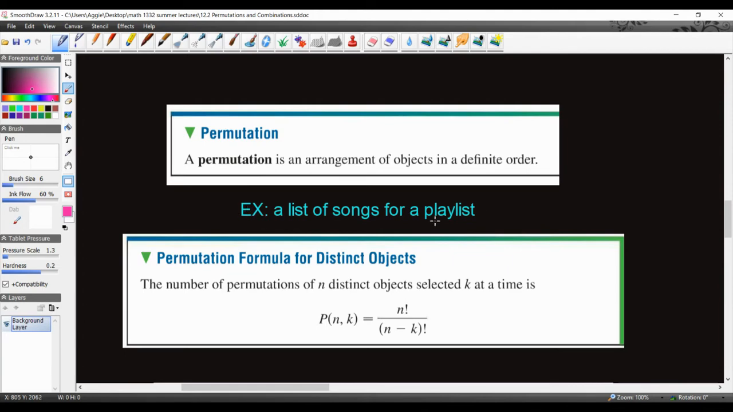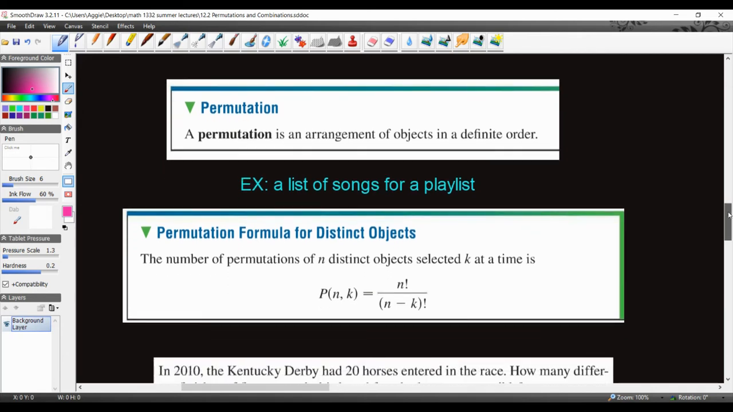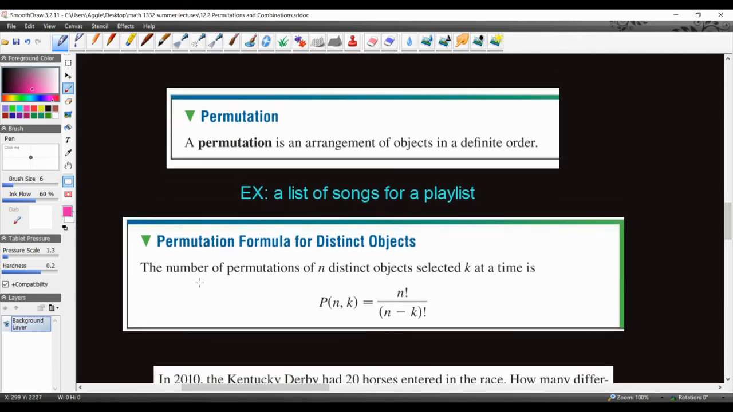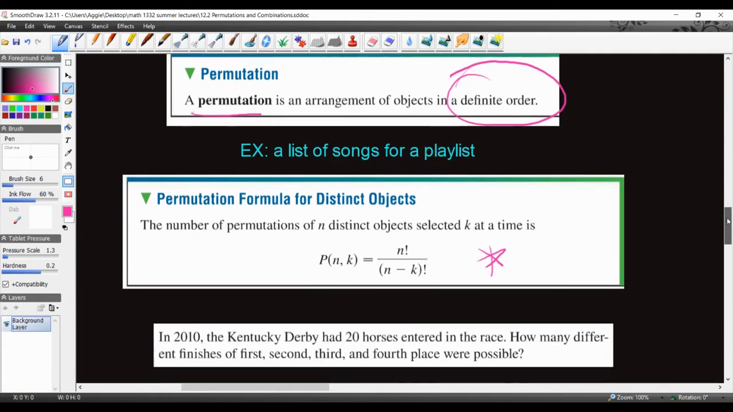So here we have that example, a list of songs for a playlist. So there is a formula for this, and it's the following. The number of permutations of n distinct objects, so in this case, the total number of songs, selected k at a time. So selected, let's say 10 at a time, you want 10 songs, but you want them in a certain order. This is the formula you would use that would give us the total number of combinations that we could make out of that, and where order is important. Again, this is super important. Definite order means it's a permutation. So let's go ahead and see this in an example.